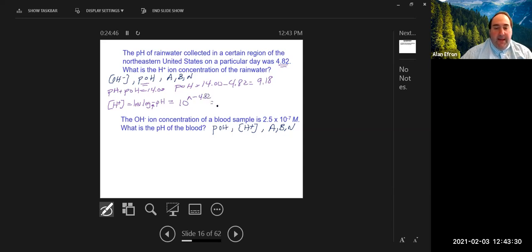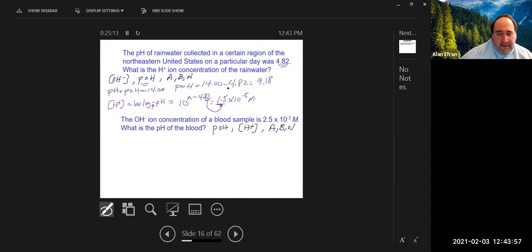4.82. And if you do that, it looks like we'll go with 1.5 times 10 to the minus 5. Here, 2 decimal places gives us 2 significant figures in our answer. So that's why we went to 1.5 on that particular one.